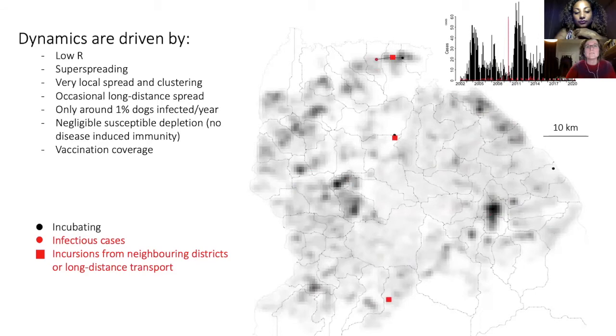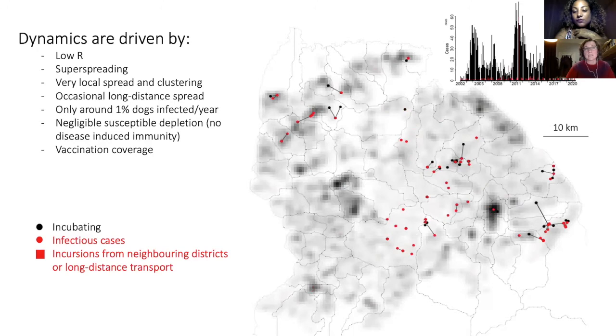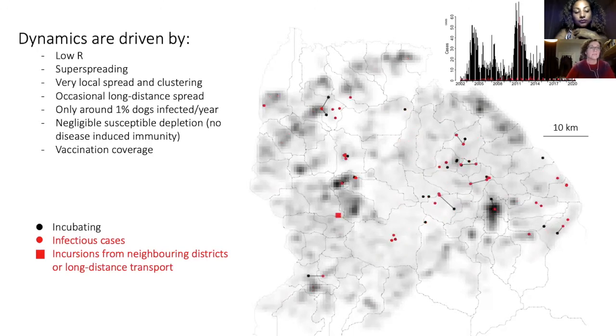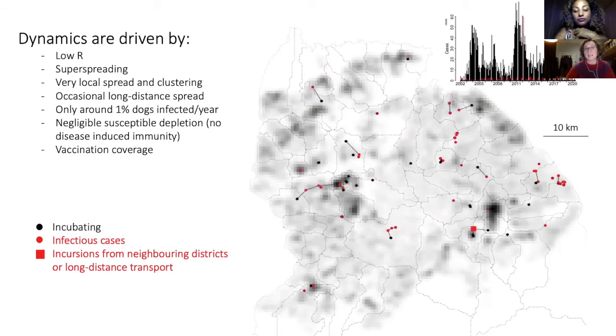So this movie basically illustrates the contact tracing data that we have. In black, you can see dogs that are incubating the virus, and they turn red when the dogs become infectious. And the links between cases are either ones that we've directly observed from contact tracing, or we infer as being the statistically most likely progenitors to infection. You'll see a few red squares appearing, and those red ones we can't statistically link to any other cases, or at least they seem unlikely.